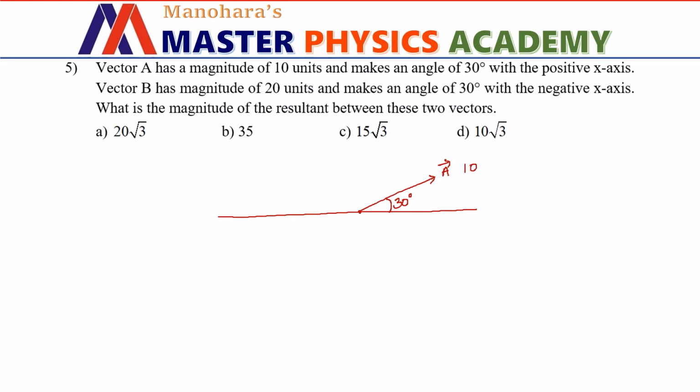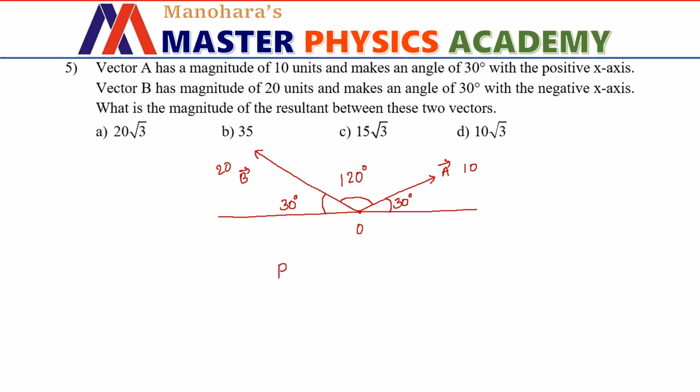Let us consider this as the origin. Now we do have another vector with double the magnitude, that is 20 units, called as vector B, which is going to make angle 30 degree to the negative x-axis. Now what is the angle between these two vectors? That is 180 minus 60, which is going to be 120 degree.